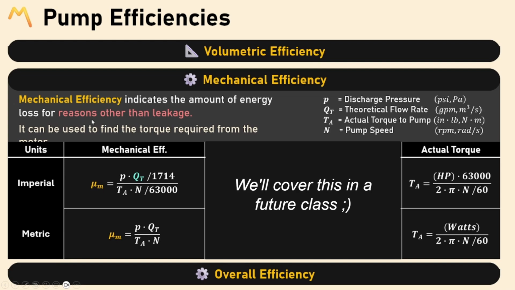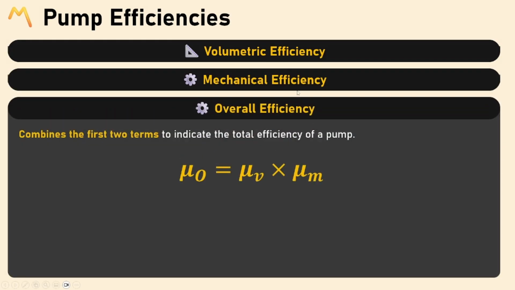Using these equations, we can calculate both the mechanical efficiency, that is to say, what percent of energy is not lost due to reasons other than leakage, and the volumetric efficiency, mu sub v, that is the amount of energy that is lost due to leakage, and we can find the overall efficiency of our pump, which, after dealing with that ordeal for the mechanical efficiency equations, is actually pretty simple. We just take our volumetric efficiency and multiply it by our mechanical efficiency to get the overall efficiency of our pump.